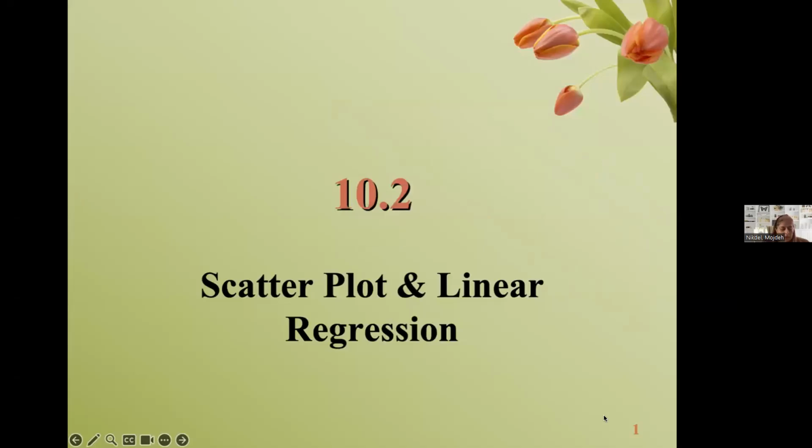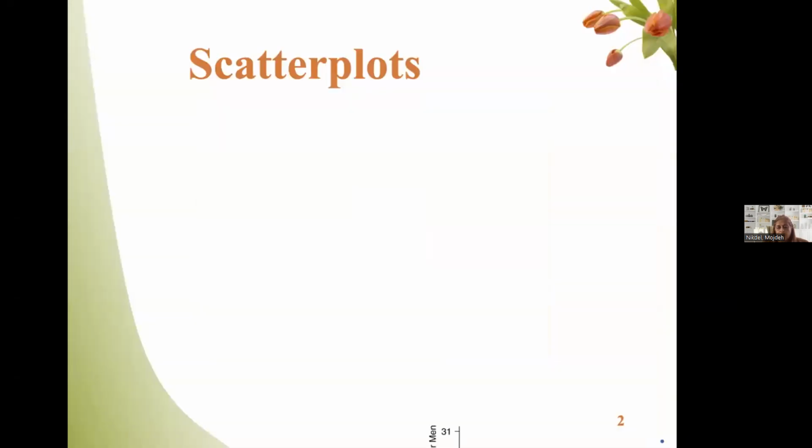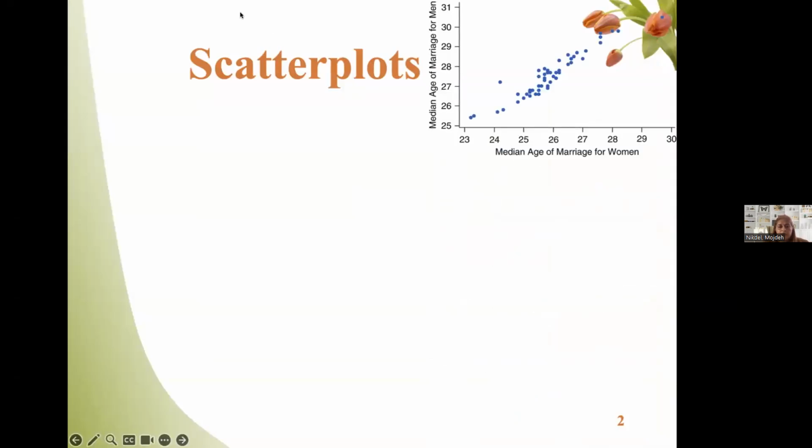Okay. I'm going to go over section 10.2 before answering any homework questions from chapter 8. In 10.2, we're going to look at the scatter plot and linear regression. This is an example on the upper right-hand corner of the screen. You are looking at the example of a scatter plot.